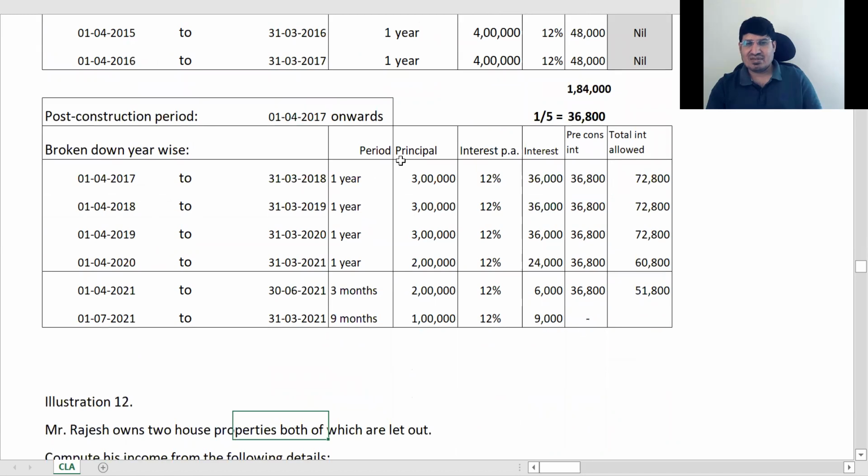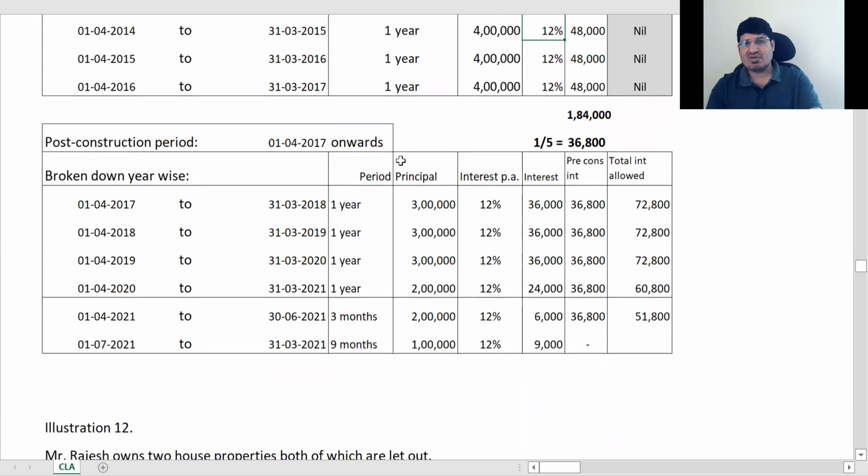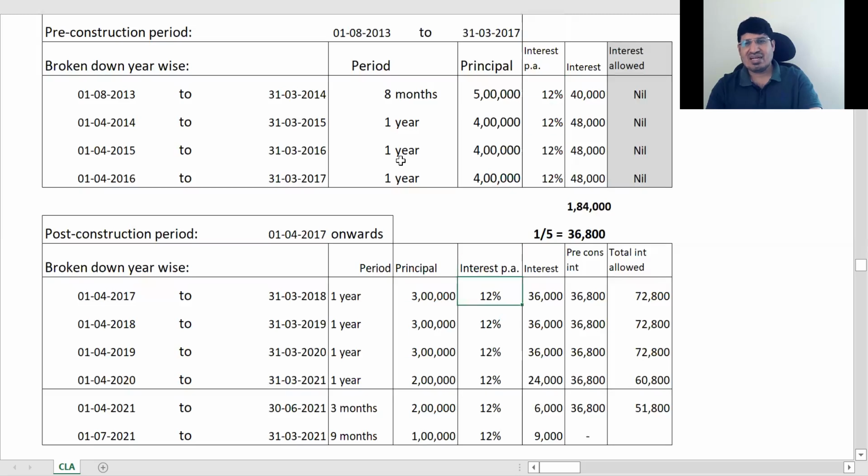Now in this interest column, instead of writing the whole thing on top, you can write interest is 12% per annum, because it is 12% all throughout. Things like that you can do.